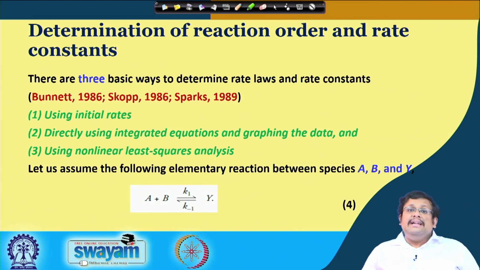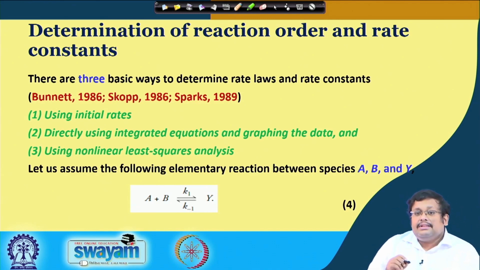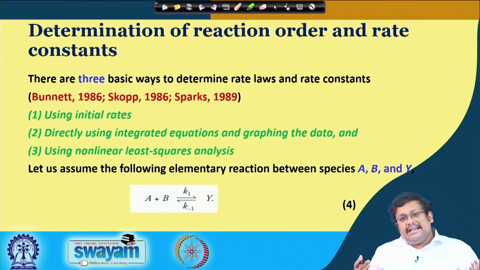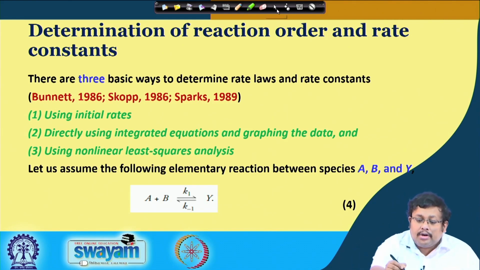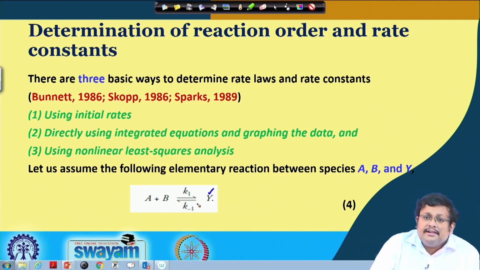Now, the second point, using the integrated equation and graphing the data, we have already discussed for zero order, first order and second order. Let us discuss what is the use of initial rate and how to use nonlinear least square analysis. Before that, let us assume an elementary reaction with two reactant species, A and B, which react to form the product Y. Here you see there is a forward reaction as well as a backward reaction, so it is a reversible reaction. These are in equilibrium.